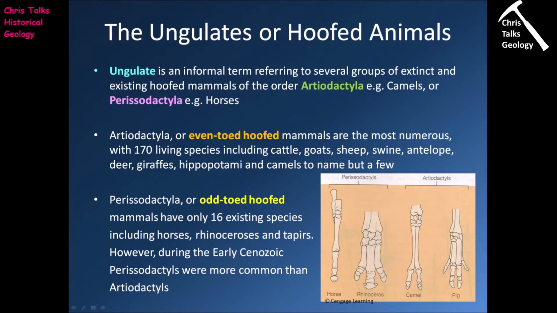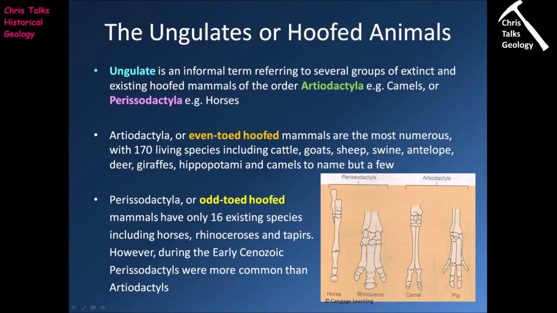Now, the group Artiodactyla is also referred to as the even-toed hoofed mammals, and they are the most numerous with about 170 living species, including groups like cattle, goats, sheep, swine, antelope, deer, giraffes, hippopotami, and camels, to name but a few. Now, the second group, the Perissodactyla, are often referred to as the odd-toed hoofed mammals, and there are only 16 existing species of this particular group, and it includes animals like horses, rhinoceroses, and tapirs. However, during the early Cenozoic, the Perissodactyla were actually more common than the Artiodactyla.